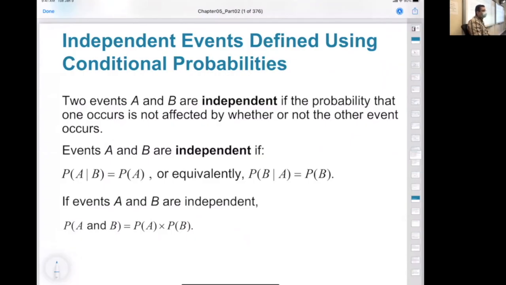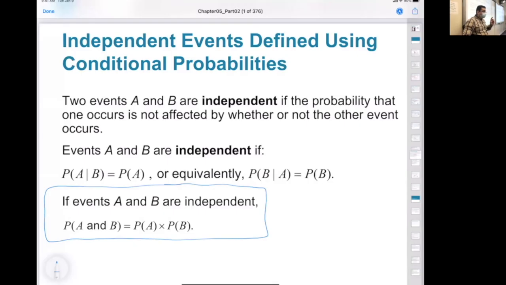Okay? So how can we know if A and B are independent or dependent events? In the previous part, we said that if A and B are independent events, then the probability of A and B, this left side, is equal to what? The probability of A times the probability of B. So if these two sides are equal, that means A and B are independent.